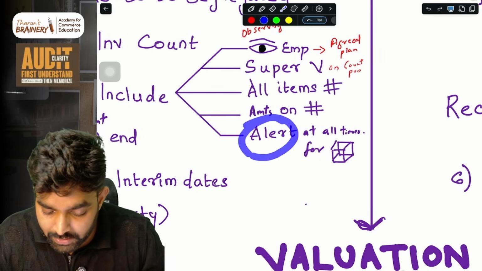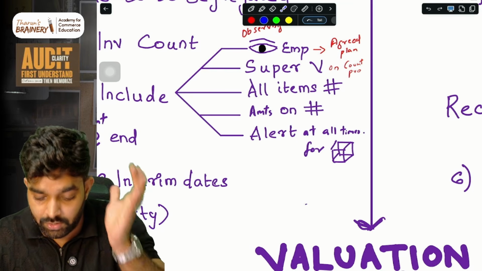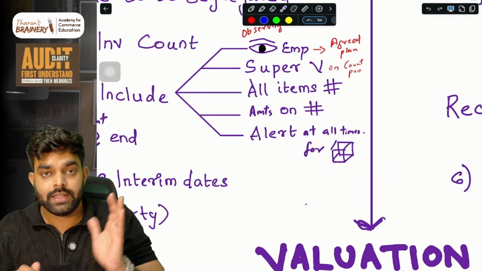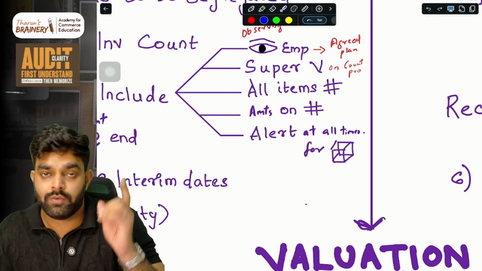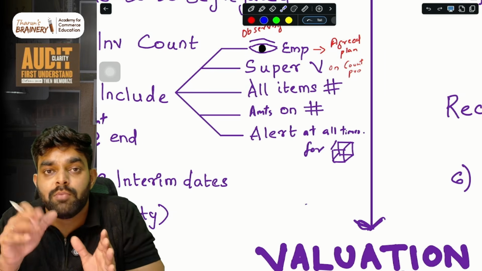Then be alert at all times during the counting, and search for empty boxes if there are any. They're saying 10 boxes of inventory are there, and the total value is 10 lakhs, so one box is 1 lakh. But when you check the boxes, only 8 boxes are actually filled.